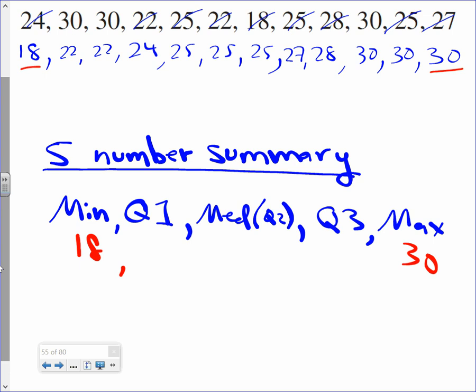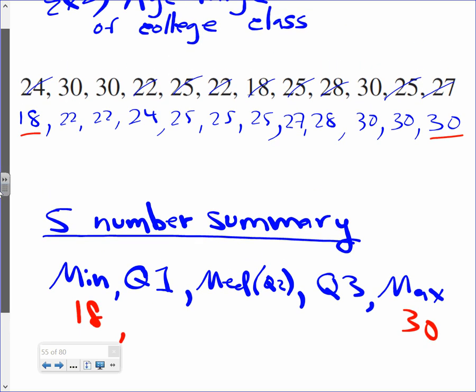Before we find quartile 1 and quartile 3, the median, the exact middle number. We have 2, 4, 6, 8, 10, 12 data values. So the median is going to be in between the 6 and the 7. 1, 2, 3, 4, 5, 6. So the median is going to be in between these two data values, 25 and 25. What number would be in between 25 and 25? We'll just add them up. It's 25 plus 25 is 50 divided by 2 is 25. So the median is 25.